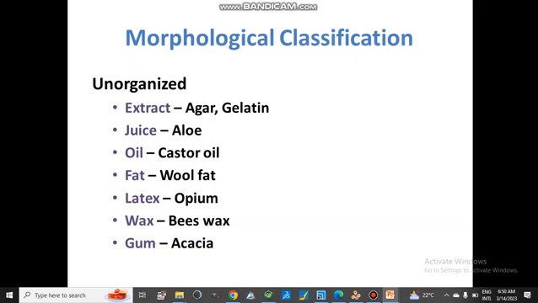So in this way, we can put them in a separate category of unorganized drugs, and they can be classified according to their extract, juice, latex, or gum, etc.